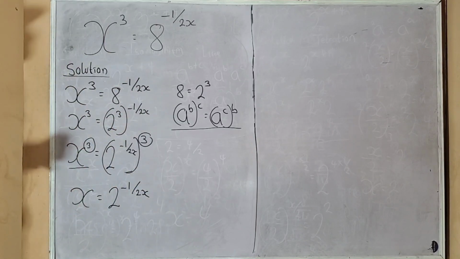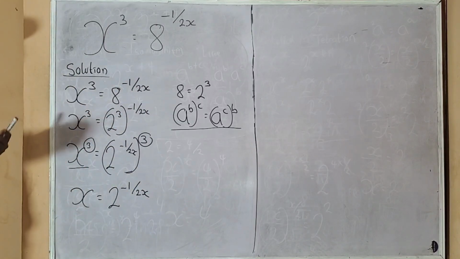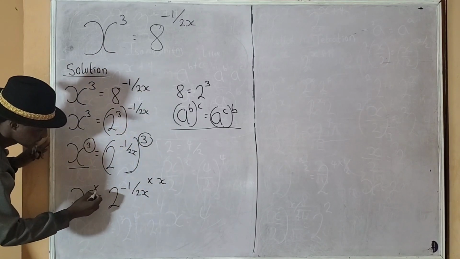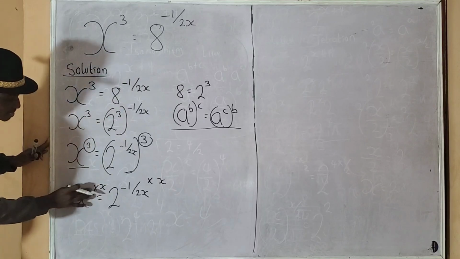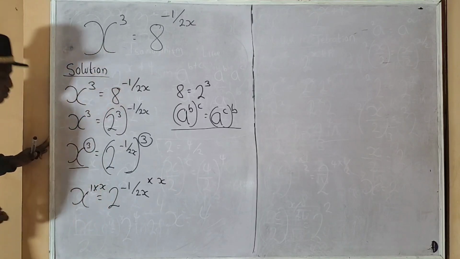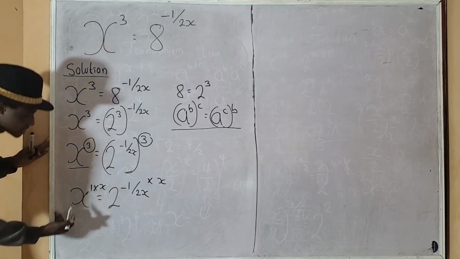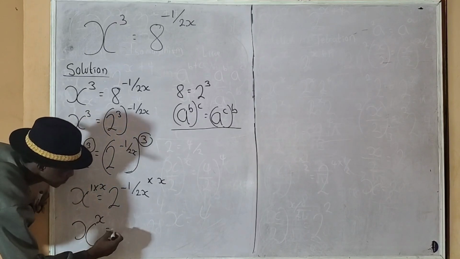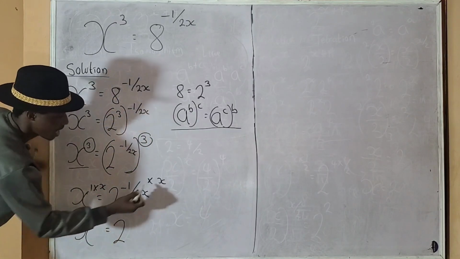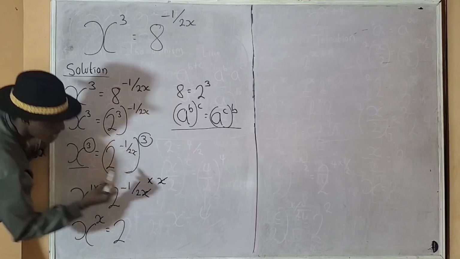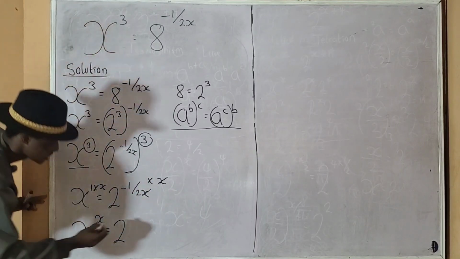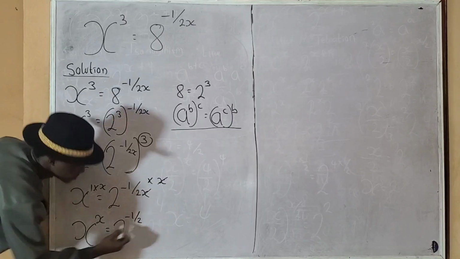The next step is that I'm going to multiply both the powers by x. So this multiplied by x and this multiplied by x. What is the power of this x? 1, right? So I'm going to have 1 times x. 1 times x is x. So I'm still going to have x raised to the power of x equals 2 raised to the power of, now, this x will eliminate this x. So we are left with what? Negative 1 over 2, right? So I'm going to have negative 1 over 2.